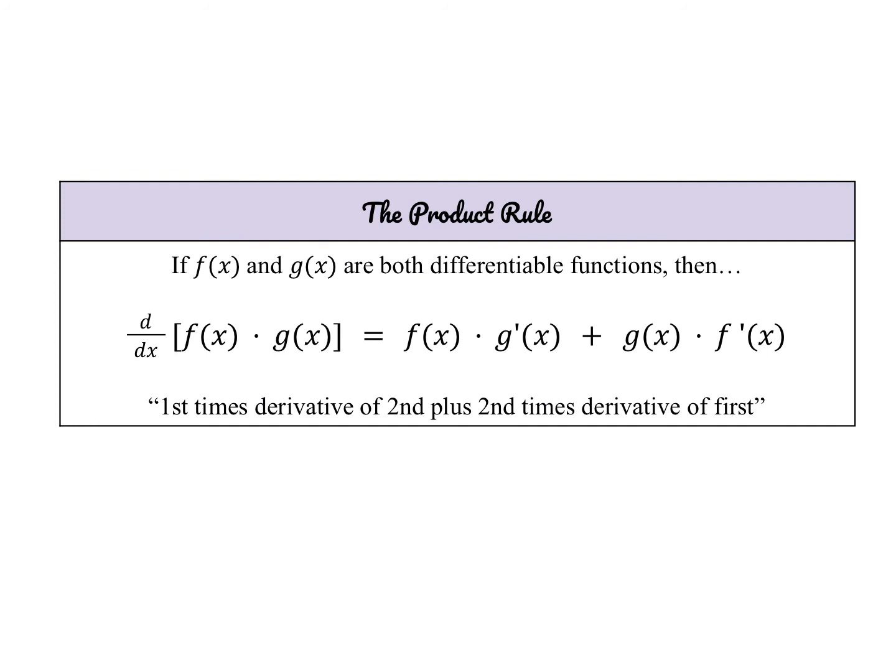All right, so today we're going to learn two more rules for differentiation. The first is the product rule, and the second is the quotient rule. So for the product rule, it says if f of x and g of x are both differentiable functions, then you can find the derivative of the product of f of x and g of x by taking f of x times g prime of x plus g of x times f prime of x. So first times derivative of second plus second times derivative of the first. This is a way that we can find the derivative of the product of two differentiable functions.